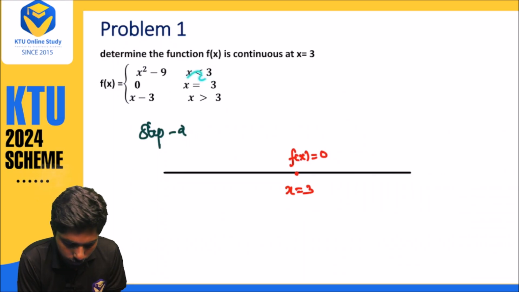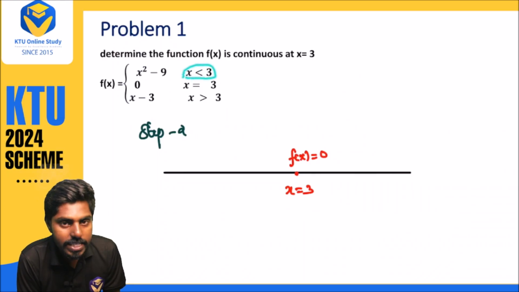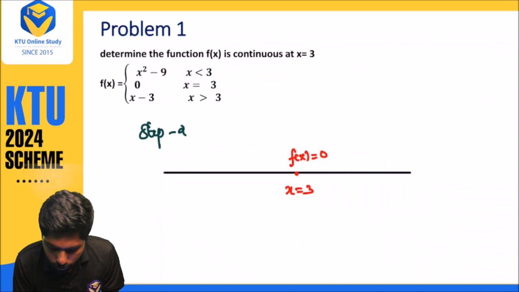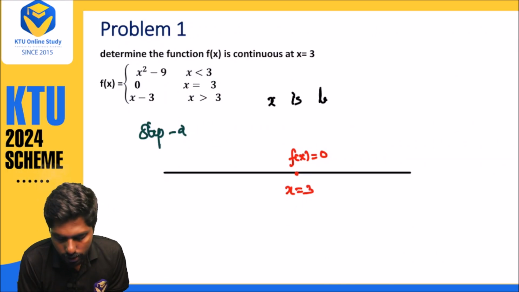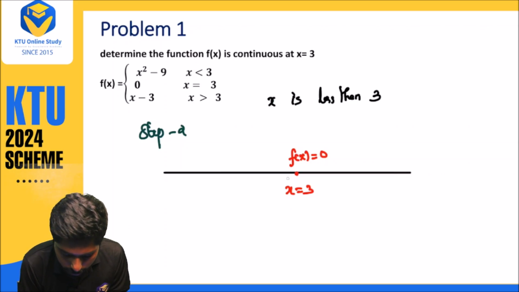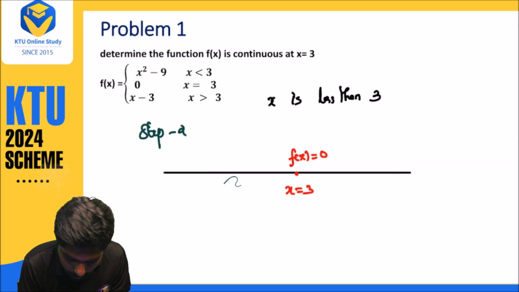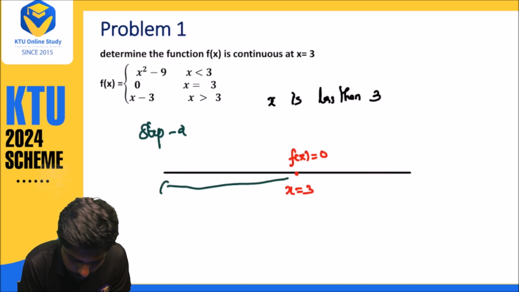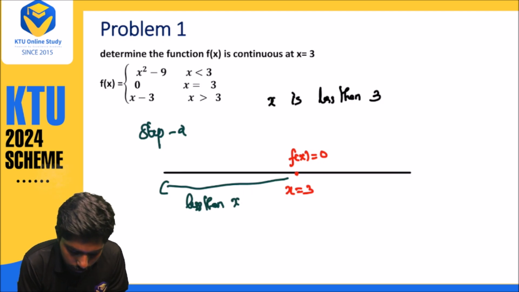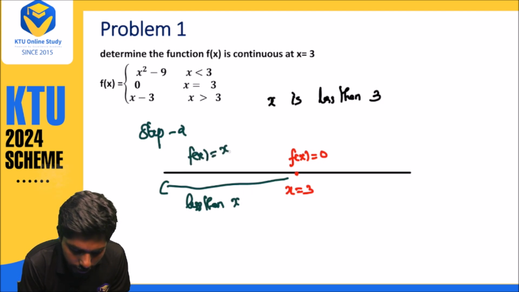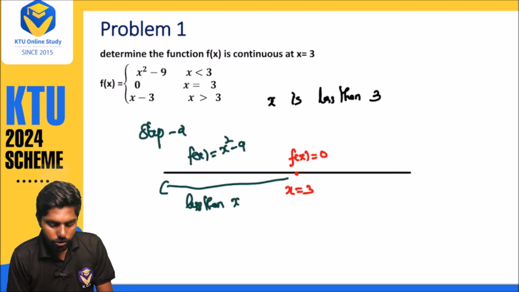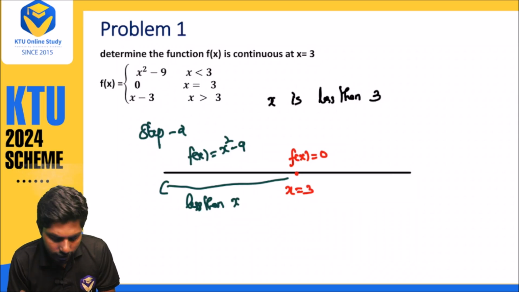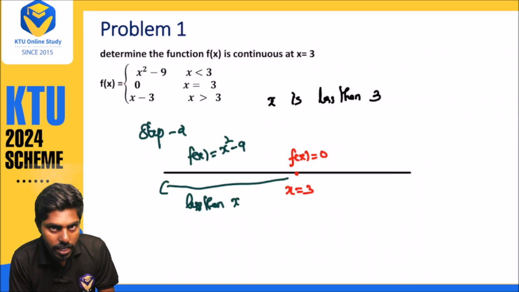Here if you observe, x is less than 3. Less than 3 means what? That is nothing but this direction. X is less than 3 means nothing but this direction. In less than 3, what is our f of x? F of x is equal to x square minus 9. So this is our less than 3.